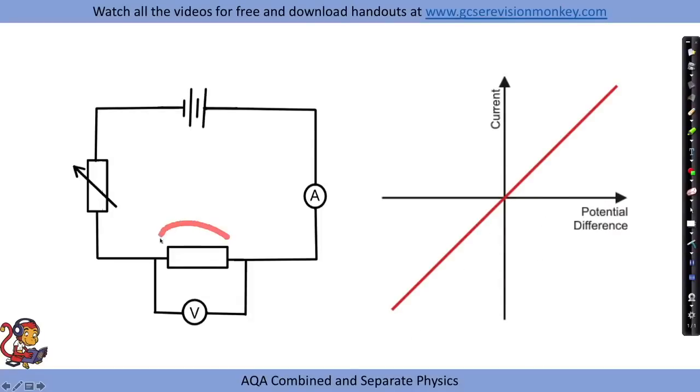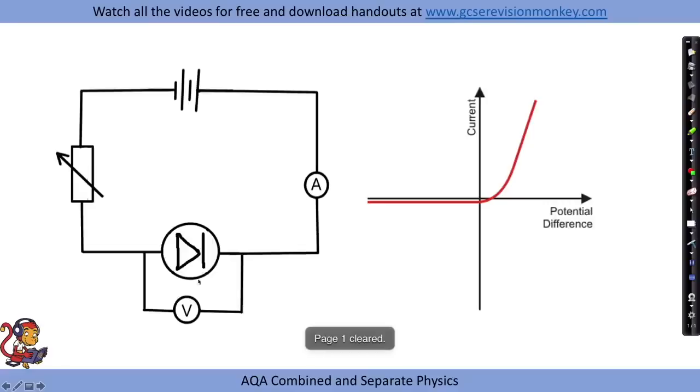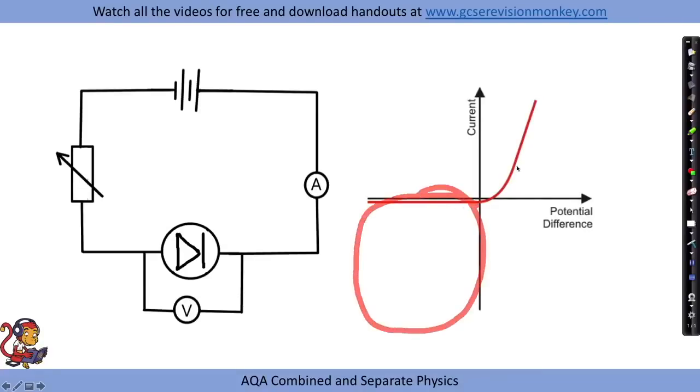If we wanted to replace this component and investigate something else, that's all we would have to do. We'd leave the rest of the circuit the same, and we can replace it with a diode, for example. Now, a diode only lets current flow in one direction, so you'll notice that the graph does not have values in the negative region, and it only has values in the positive region.